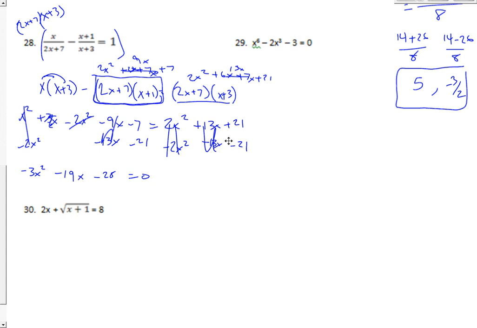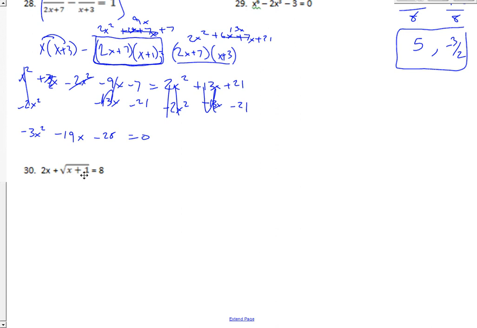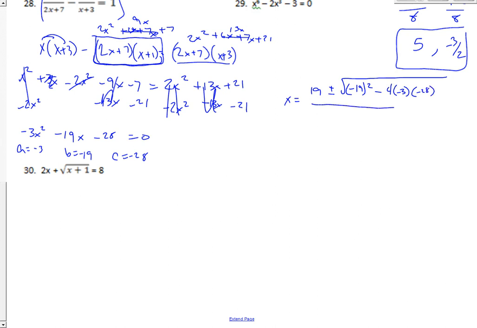Now I'm going to do quadratic formula. So a equals negative 3, b equals negative 19, c equals negative 28. All right, I'm going to go over here. So x equals 19 plus or minus square root of negative 19 parentheses squared minus 4 times negative 3 times negative 28, all over 2 times negative 3.